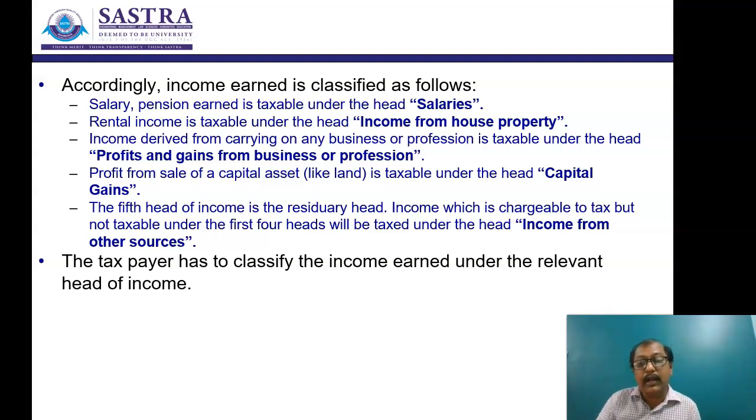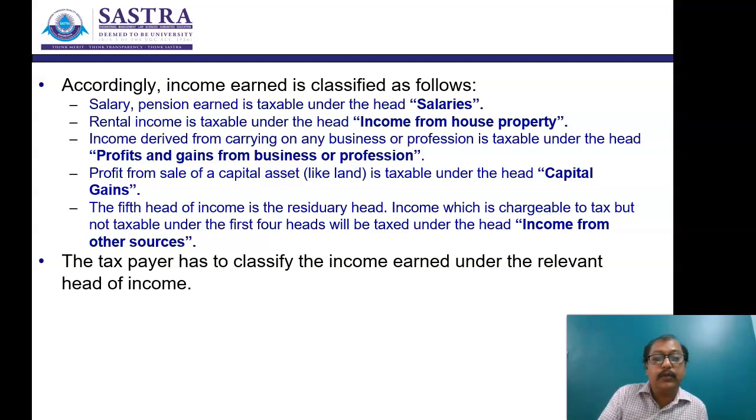The taxpayer has to classify the income earned under the relevant head of income, and he has to compute his taxes. Okay, I'll reiterate the 5 different heads of income. First, a salaried person earns his taxable income under salary. Rental income could be possible for a person who has house property. Whoever is doing a business or profession can have income from profits or gains from business or profession.